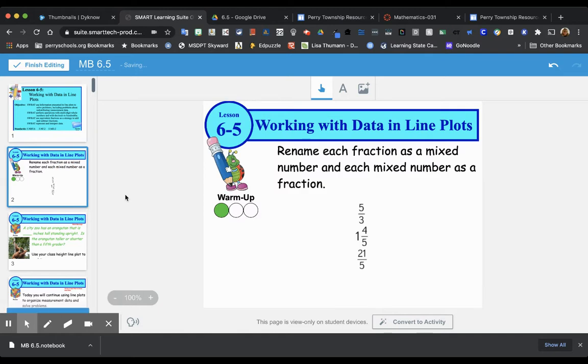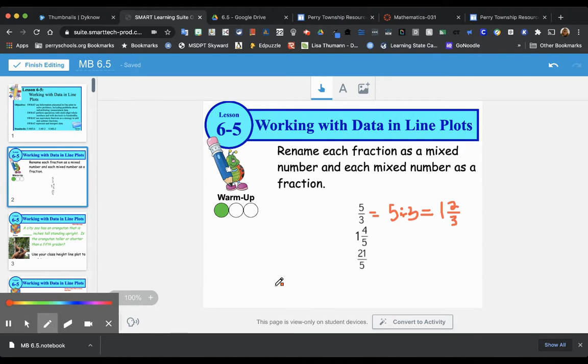Here we want to rename each fraction as a mixed number and each mixed number as a fraction. So you'll see you have 3 different numbers here. We have 5/3, we have 1 4/5, and we have 21/5. So again, you're either renaming the improper fraction as a mixed number or you're renaming the mixed number as an improper fraction. Go ahead and pause your video, work these 3 out, and come back and let's check our answers together.